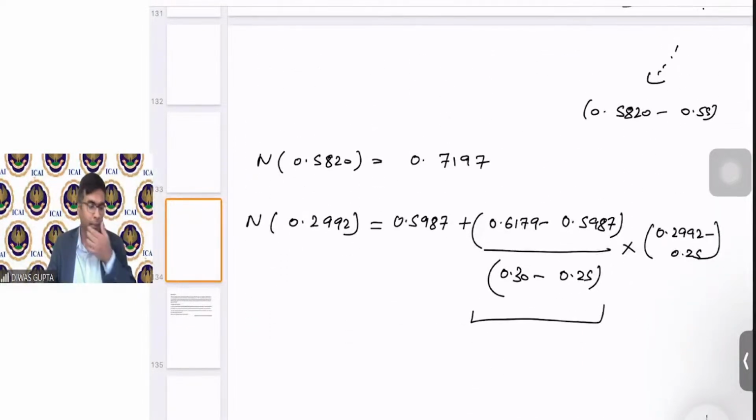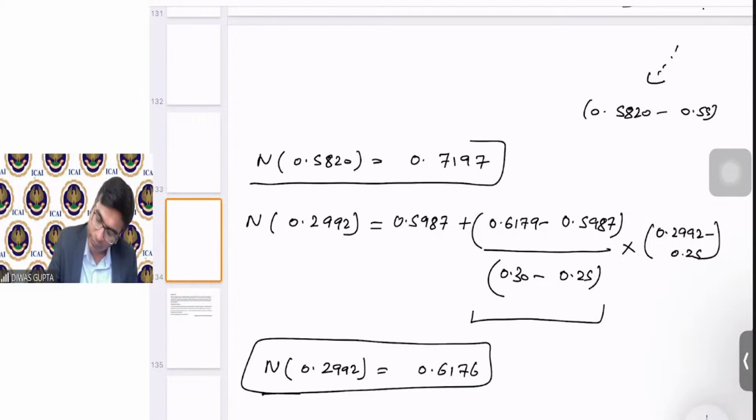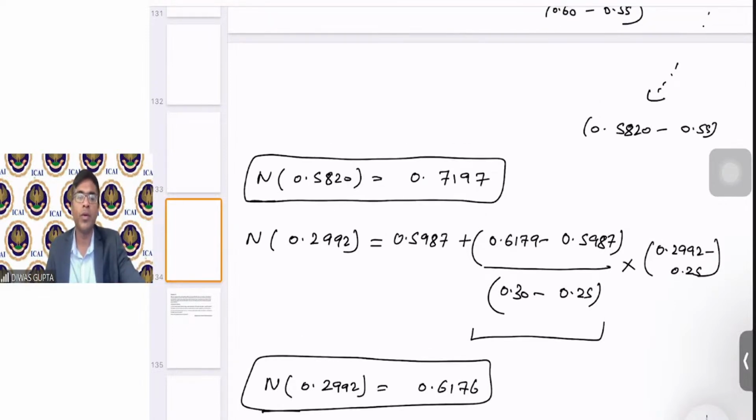Okay, students. So if you solve this, then this value for 0.2992 becomes 0.6176. You can note it down, students.